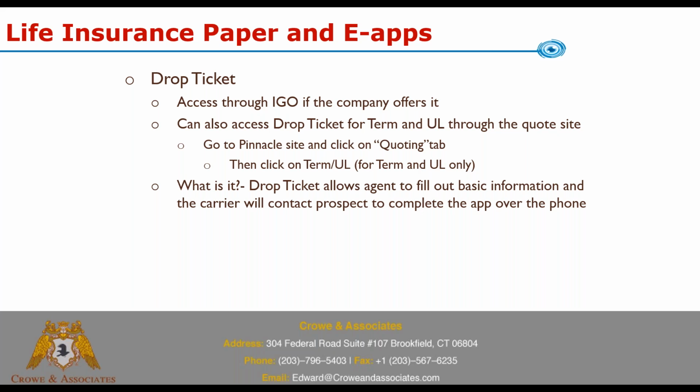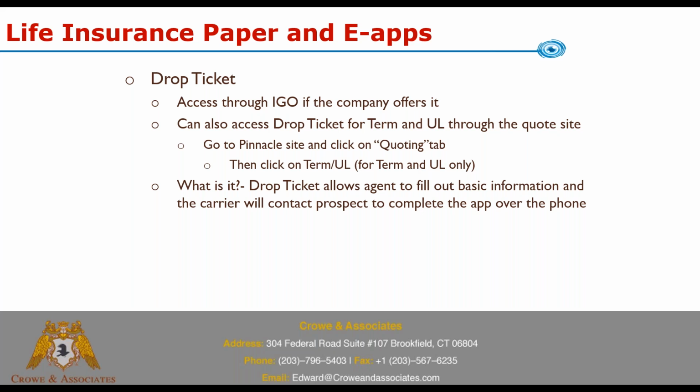A drop ticket's different. Drop tickets can be used for term, UL, and some IULs as well. You'd access that on the Pinnacle site on the quoting tab, and then you could click for term and UL, and you could access the drop ticket. So what is a drop ticket? Basically, that is a way where you can fill out just very basic information for your client, very quick and easy contact information and basic info. You submit that, and then the insurance carrier will call the client for all the information they need to complete the app over the phone.